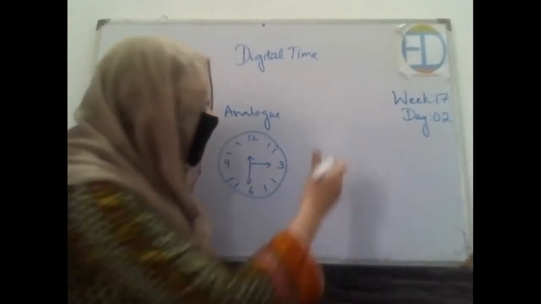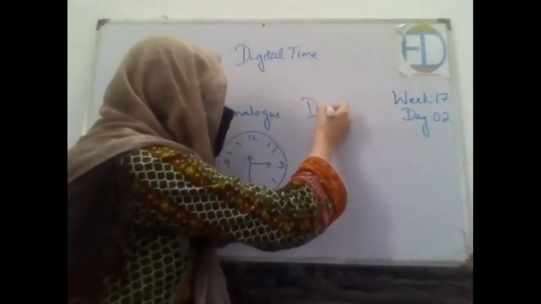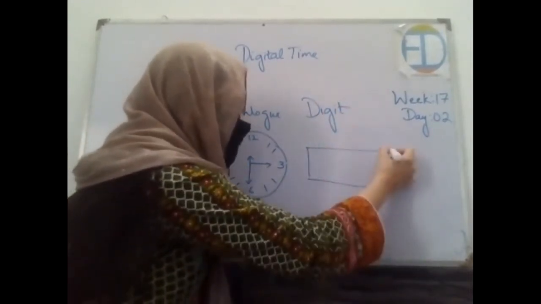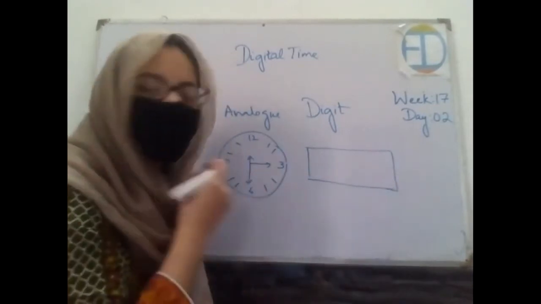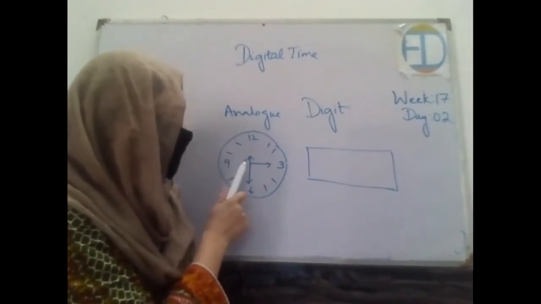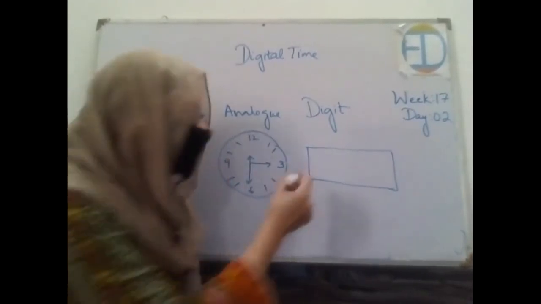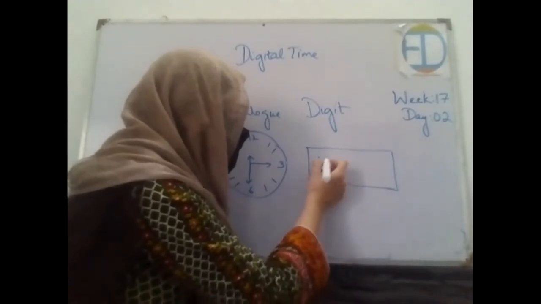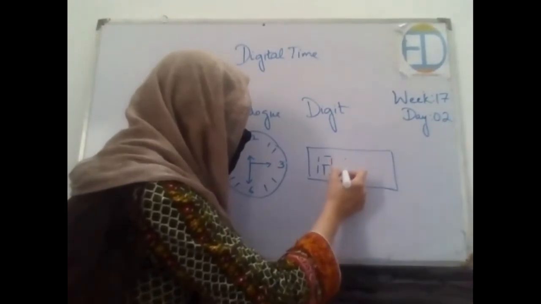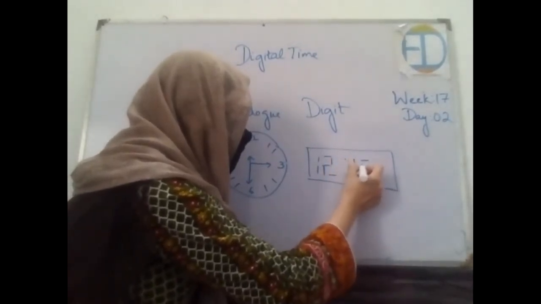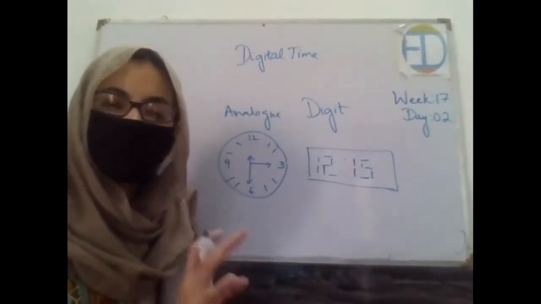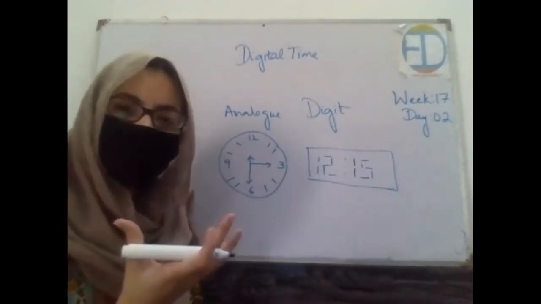As compared to this, the digital clock looks like this. It does not have any hands in it. Only the digits will be written. Let's say on this clock, if the time is 12:15, over here it will be written as 12:15.